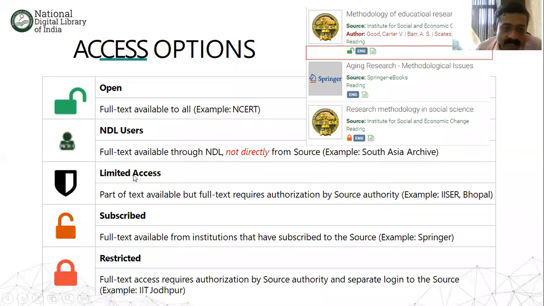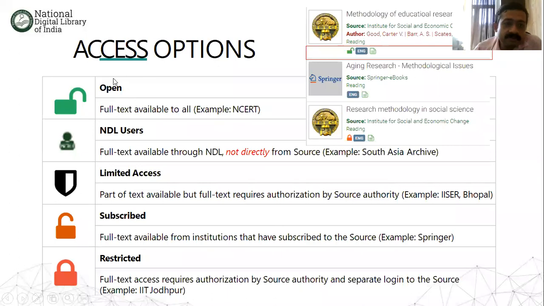Then some other restrictions are there. Limited access: if you open a book, you can see here some limited access. That means only a few abstracts will be available. Then subscribe: we can't access this one. If our institution has a tie-up with Springer, then only can we subscribe to the materials through NDLI. We cannot go further, and some restriction is there. For example, for IIT Jodhpur, in order to access their own materials, we need to have a separate tie-up with IIT Jodhpur.